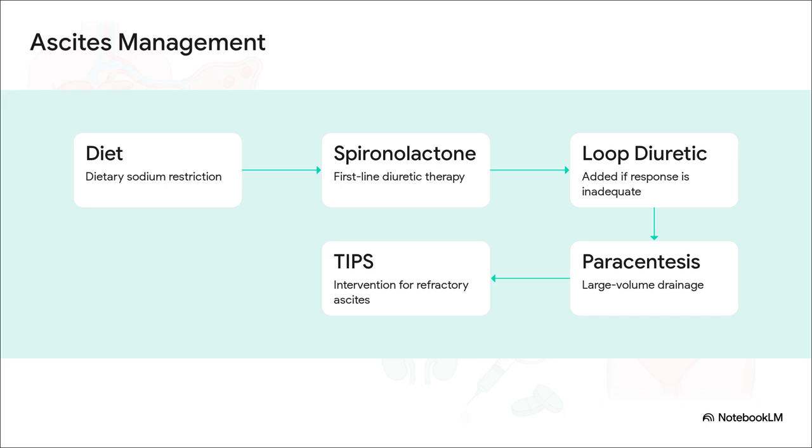Step 2 is where we bring in medical therapy, specifically spironolactone, which is our frontline diuretic for this. If that's not enough, we go to step 3 and add a loop diuretic, like furosemide. Now, if the fluid still stubbornly won't budge, we have to escalate to invasive procedures. Step 4 is a large volume paracentesis to literally go in and physically drain the fluid. And finally, step 5, for those really refractory stubborn cases, is a TIPS procedure.